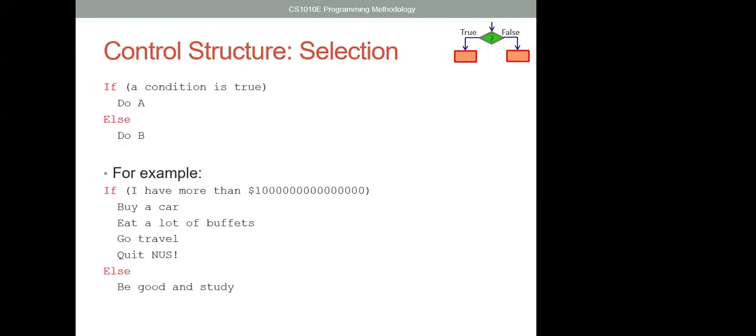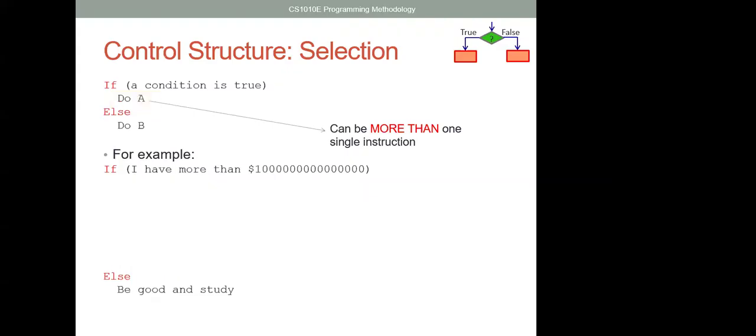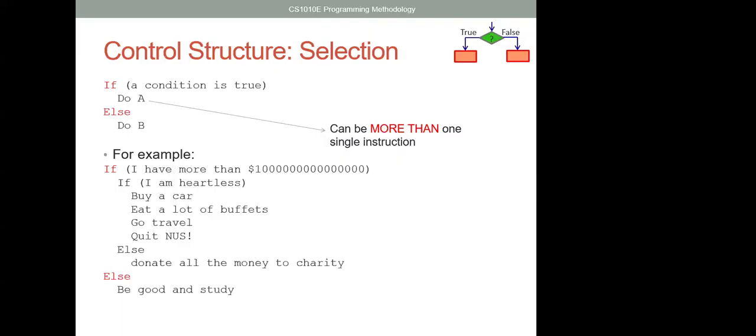And one important issue here: whatever A or B can be complex, or we call it a composite action. I can do a set of A things or a set of B things. For example, for B, if I don't have that much money, I will be good and study, then later get a good job and try to earn as much money as possible. So I can have a set of instructions in both sections. I can even put another if there. If I have that much money, and if I'm a heartless person, I would just go enjoy myself. Of course, if I have this much money but I'm not a heartless person, I donate all my money to charity.